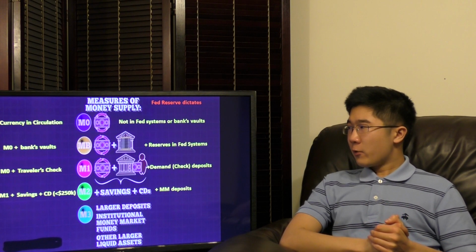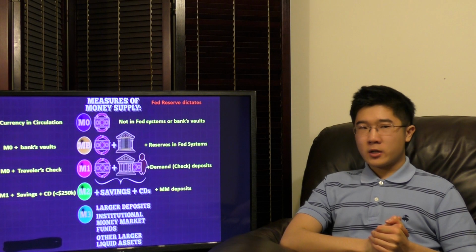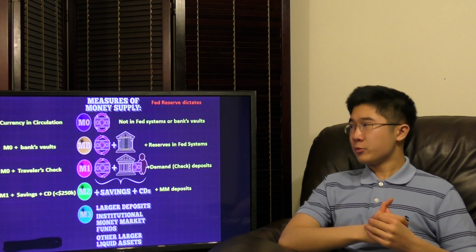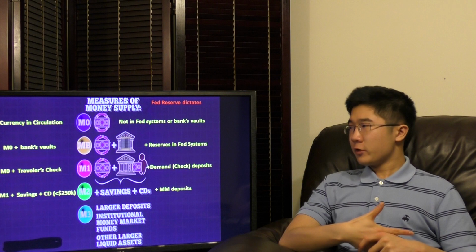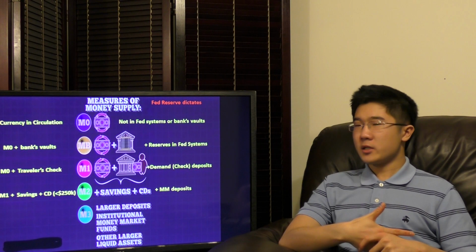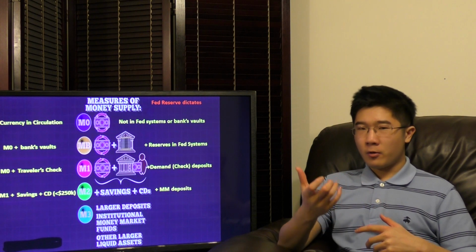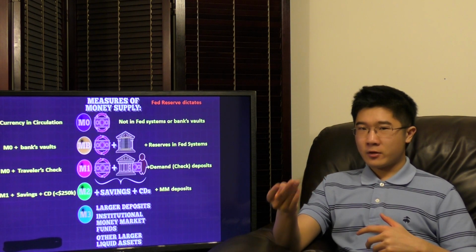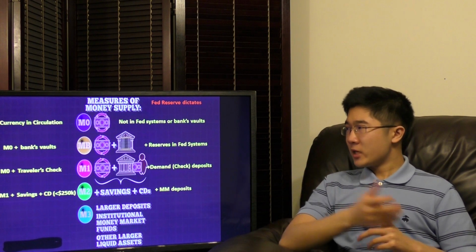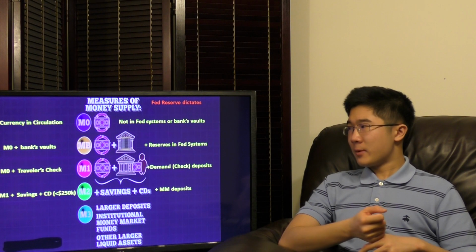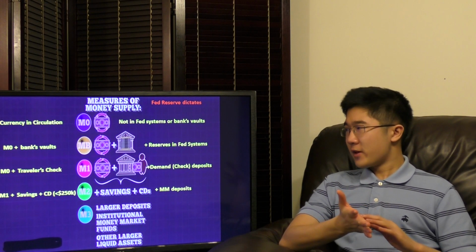From that we can derive a separate type of monetary measurement, the monetary base. If we include currency in circulation plus the banks' holdings or vaults, we include all the direct cash in the economy that's either spent or held in banks. So the monetary base is M0 plus bank vaults plus reserves in the Fed systems.